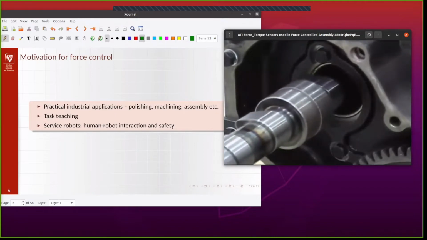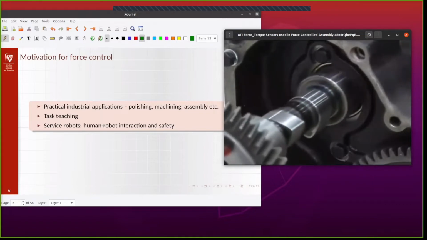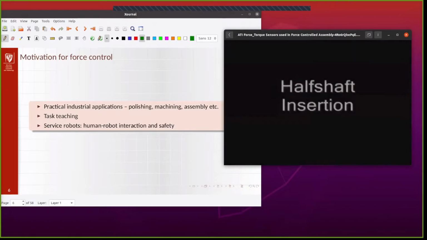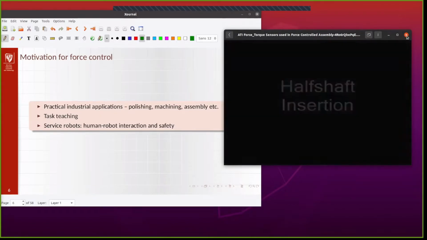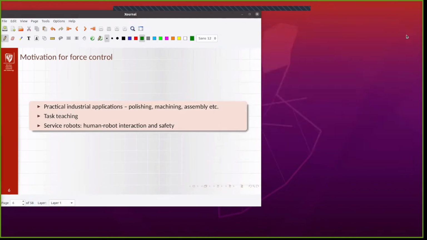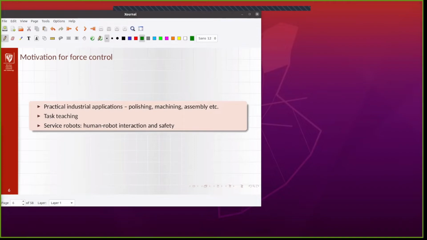So usually, because of the positioning error, you cannot really rely on the position control. You need to apply force and see in what direction the force appears and react to that, changing the movement of the robot. Okay, so those are the ideas of the industrial applications.